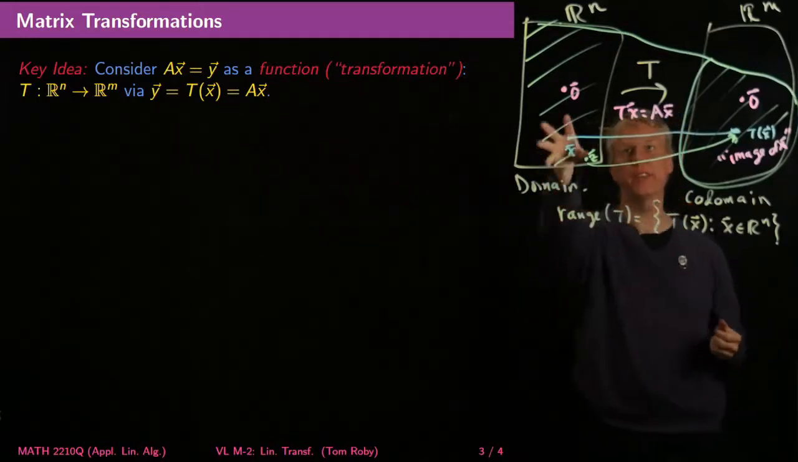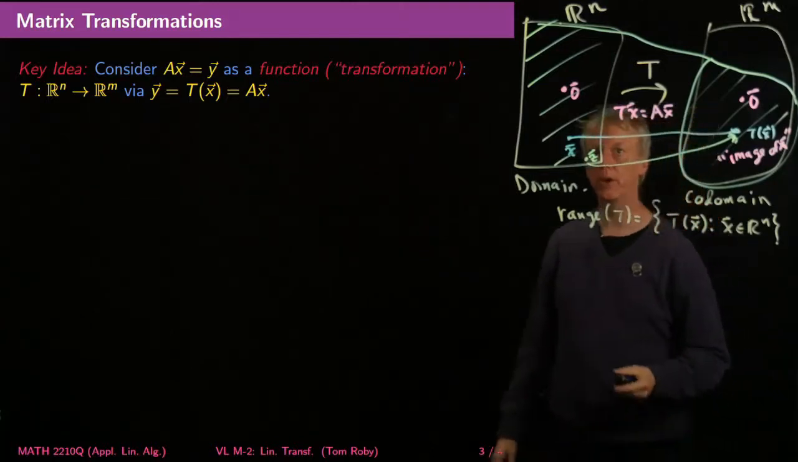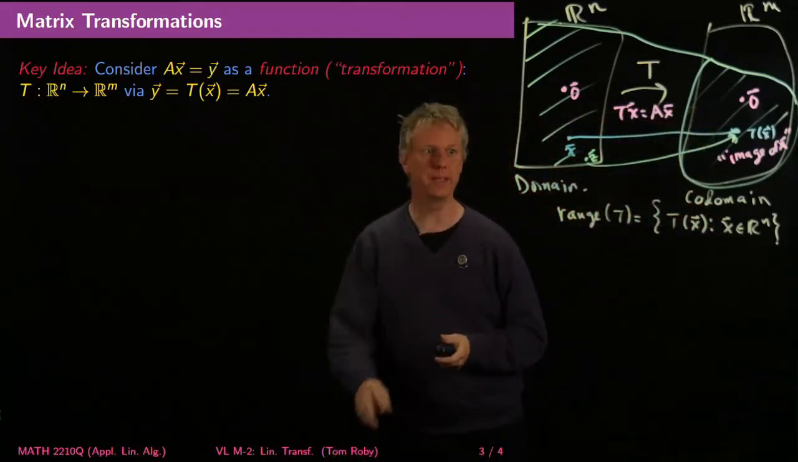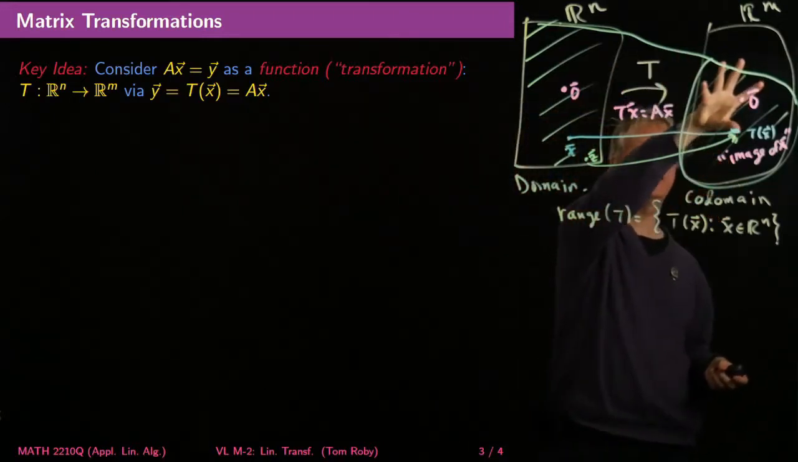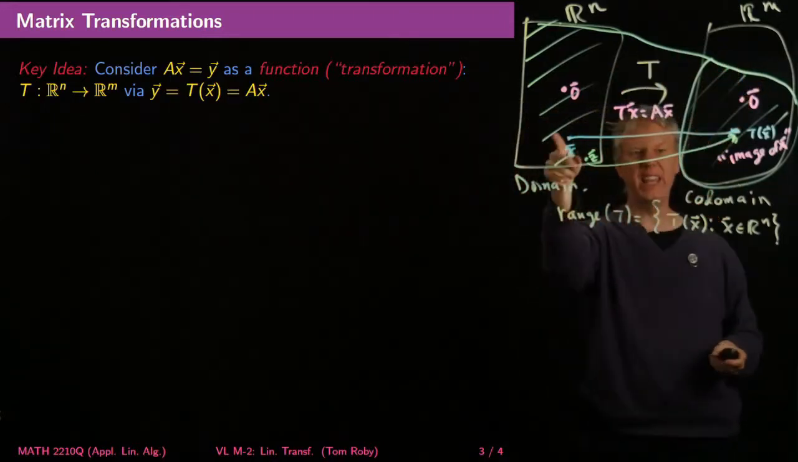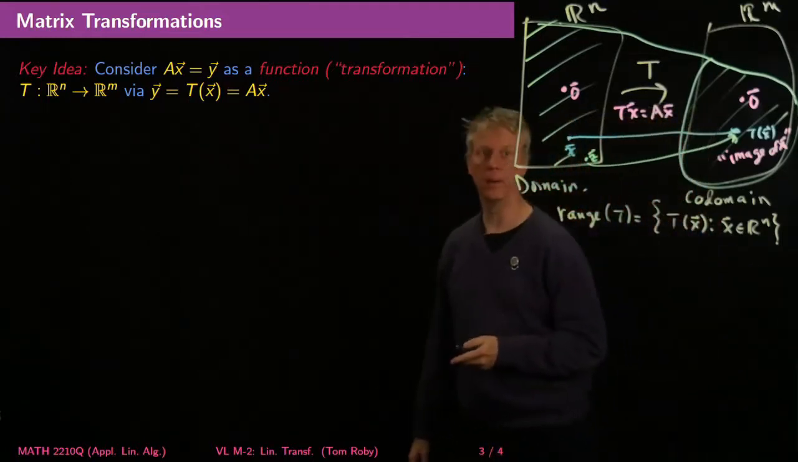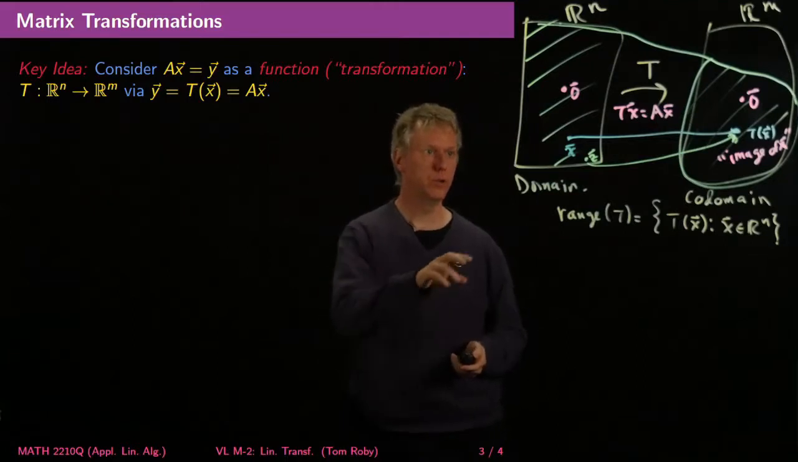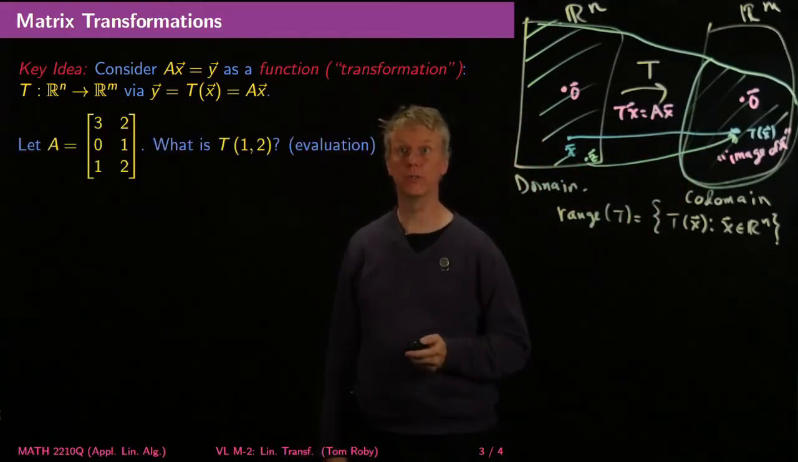But we know that everything in R^n has to be mapped somewhere, right? That's just the definition of a function. Okay, so those are the basics. Domain over here, codomain over here. The range is a subset of the codomain. An image is an image of a specific point. And two different points could possibly have the same image, depending on what your transformation is.